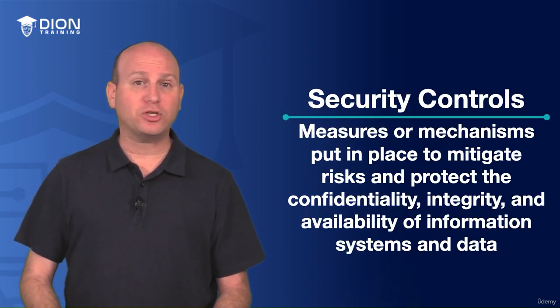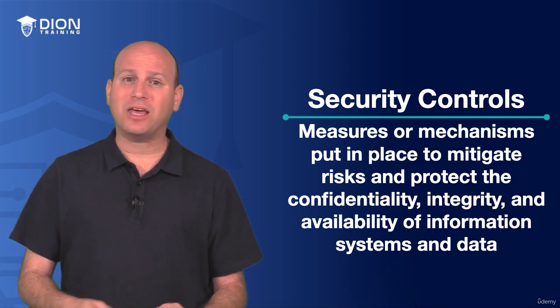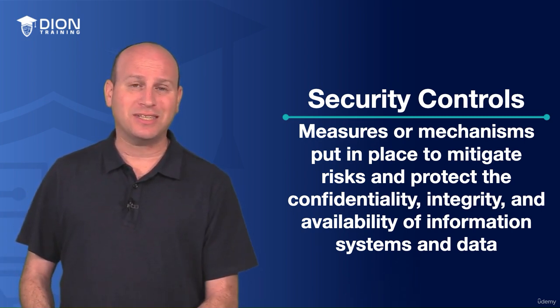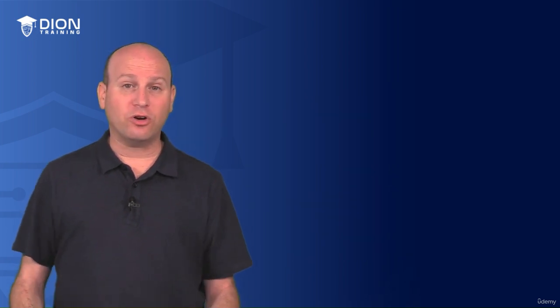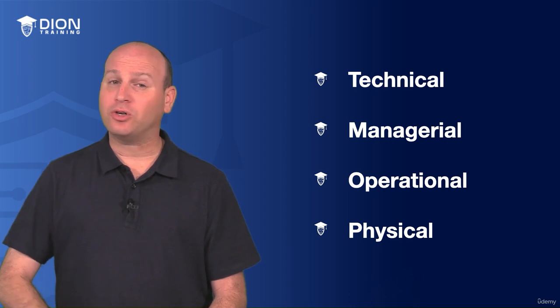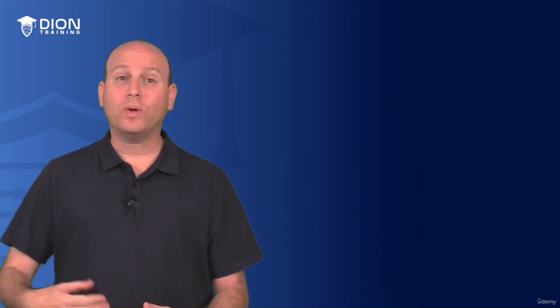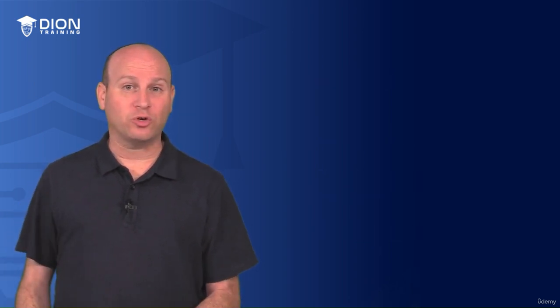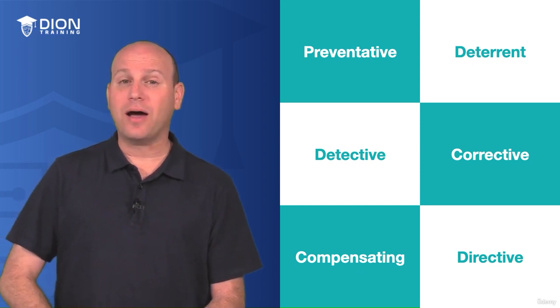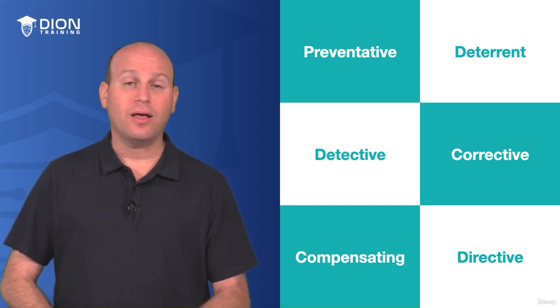After that, we're going to cover the different security control categories and types. Now, security controls are measures or mechanisms that are put in place to mitigate risks and protect the confidentiality, integrity, and availability of information systems and their data. These security controls can be grouped into categories like technical, managerial, operational, and physical controls. But we can also discuss the different types of security controls we have, like preventative, deterrent, detective, corrective, compensating, and directive controls. Then we'll discuss this concept known as zero trust.